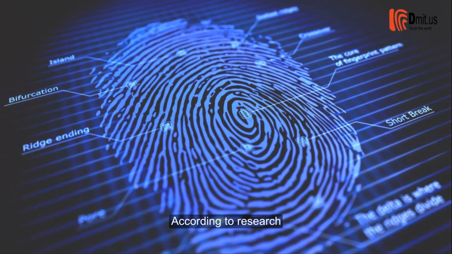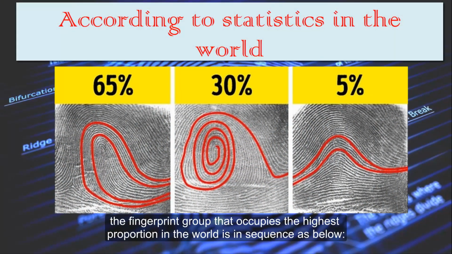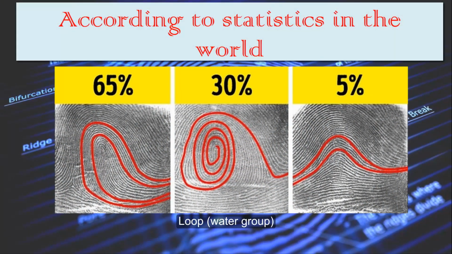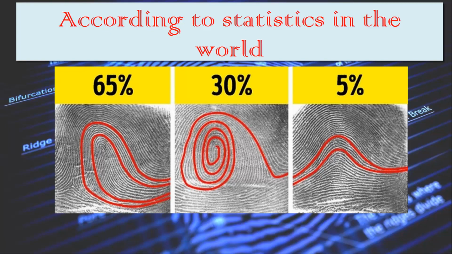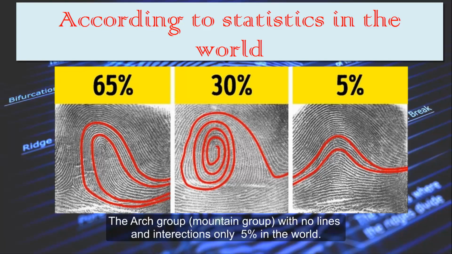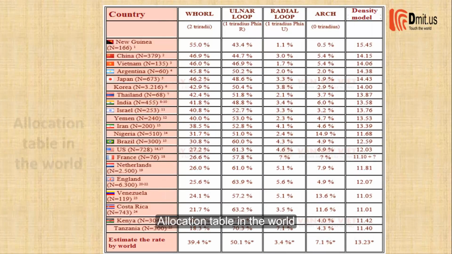According to research, the fingerprint groups that occupy the highest proportion in the world are in sequence as below: loop, water group, accounting for 60 to 65%; whorl group, eagle group, accounting for 30 to 35%; the arch group, mountain group, with no lines and intersections, only 5% in the world. Allocation table in the world.